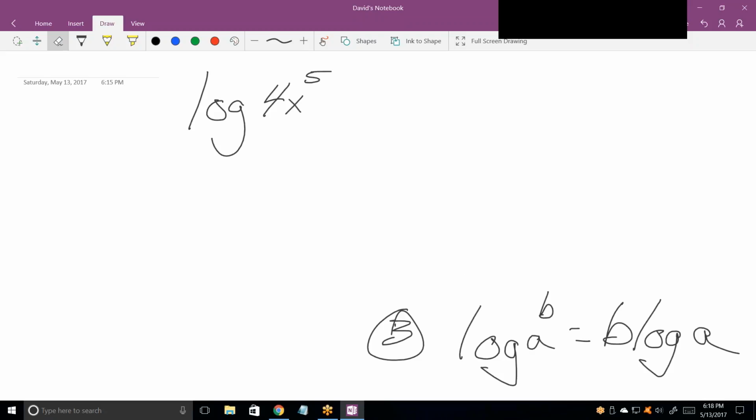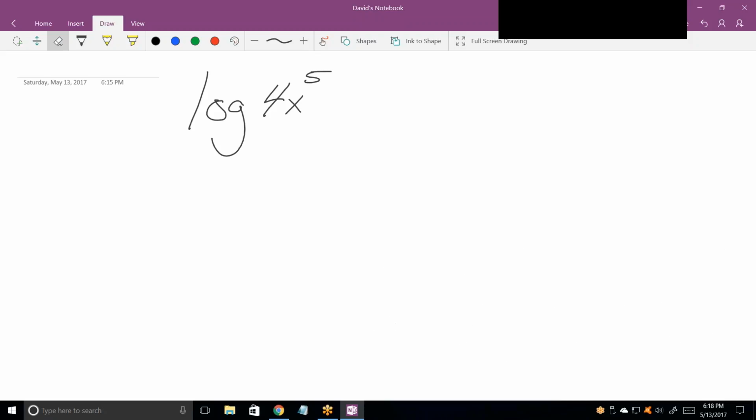All right, let's tackle this first problem. Let's expand it. What do we got going on inside? First of all, let's do something with that exponent. Or not yet. Let's do that as the third step. What we got going on here is multiplication. We're multiplying 4 times x to the 5th. So if I want to separate this into two log statements, what would they be? Would it be log 4 plus log x to the 5th? Good.